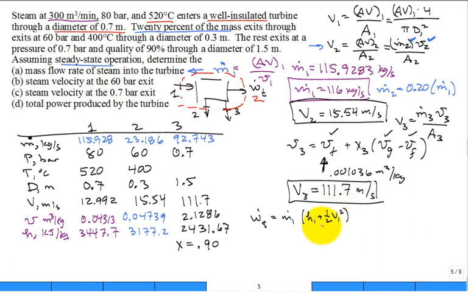That's the specific kinetic energy, isn't it? Then we have minus m dot 2 times h2 plus 1/2 v2 squared. Both of those terms are at state 2. And then we have minus m dot 3 times h3 plus 1/2 v3 squared. Does that make sense? And we picked up the h's while we were picking up the specific volumes. And we calculated all the velocities.